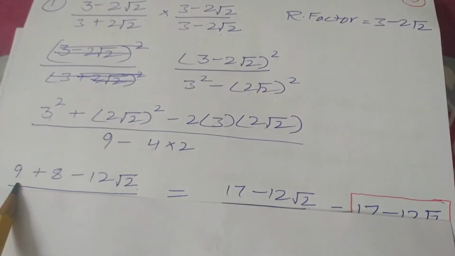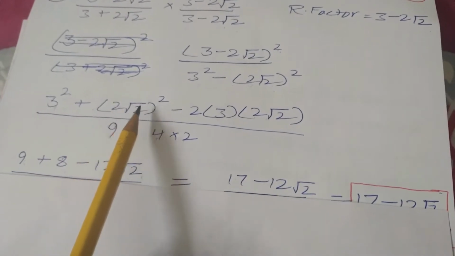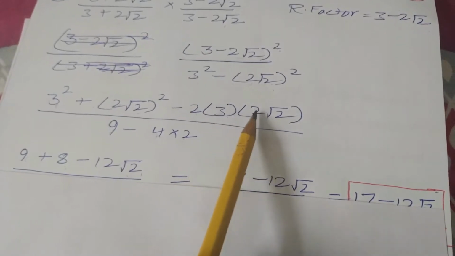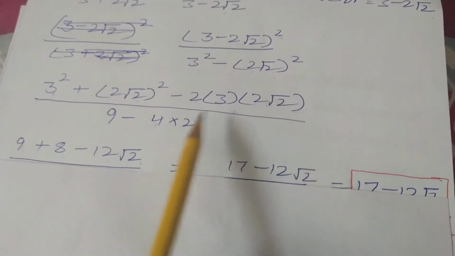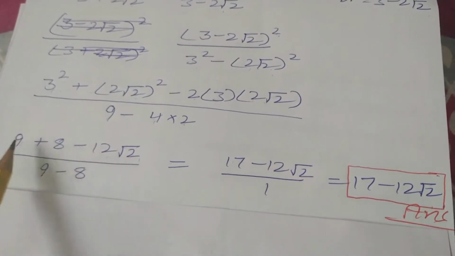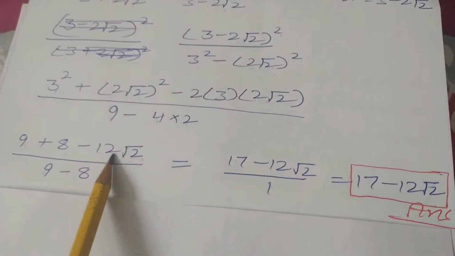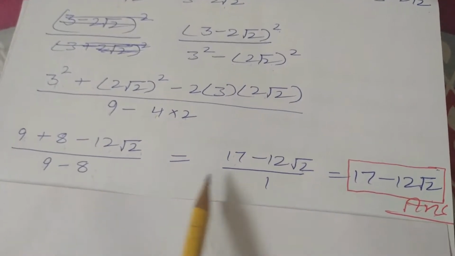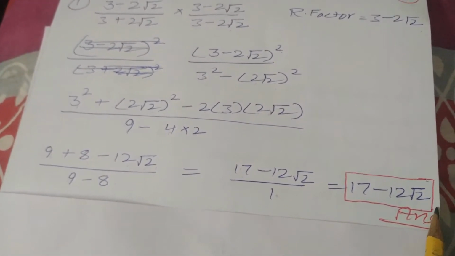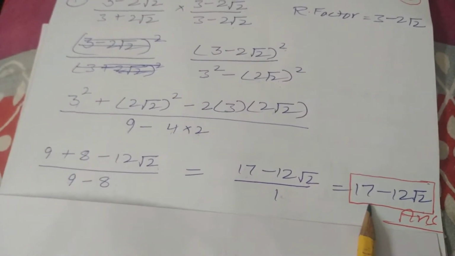Now 3 square 9, 2 square 4, 4 into 2, 8, minus 2 into 3, 6, 6 into 2, 12 root 2. 9 plus 8, 17, minus 12 root 2, upon 9 minus 8, 1. So this one, 17 minus 12 root 2, is the final answer.